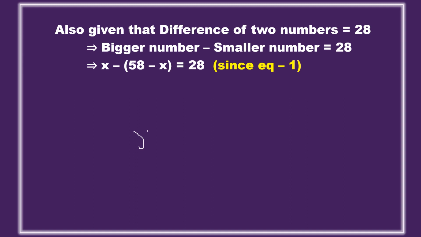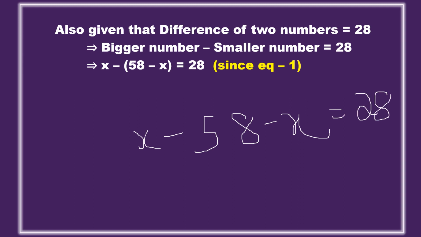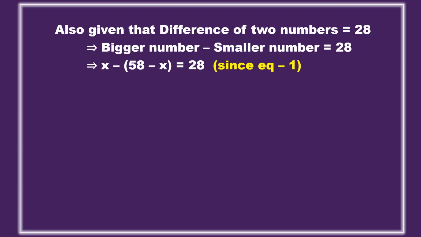Okay, if you write it like this, x minus 58 minus x equals 28, it will be wrong, because if you don't put the brackets, this x is taken as a negative value. But when you put brackets, this x value changes, because it becomes plus, because minus into minus is plus. So whenever there is a minus before a binomial or trinomial, you should take brackets.